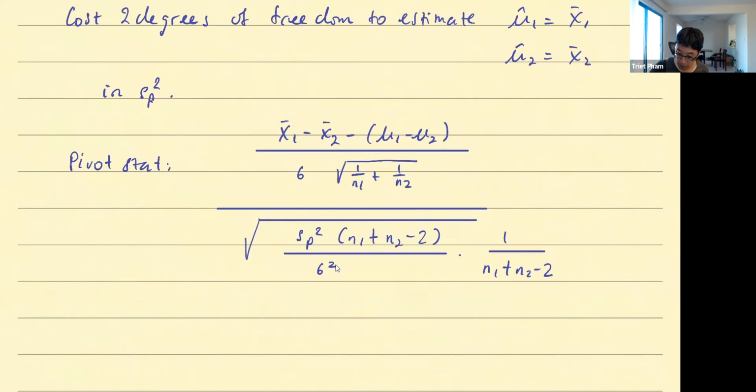Why, right? It has the following desirable properties of a pivot stat. First of all, it does not depend on any unknown parameter, right? The sigma cancels. Again, the mu1 minus mu2 is there because we are constructing a confidence interval for it. The distribution of this would clearly be standard normal divided by the square root of chi-square n1 plus n2 minus 2, divided by n1 plus n2 minus 2. So it will be a t with n1 plus n2 minus 2 degrees of freedom. Is this okay?